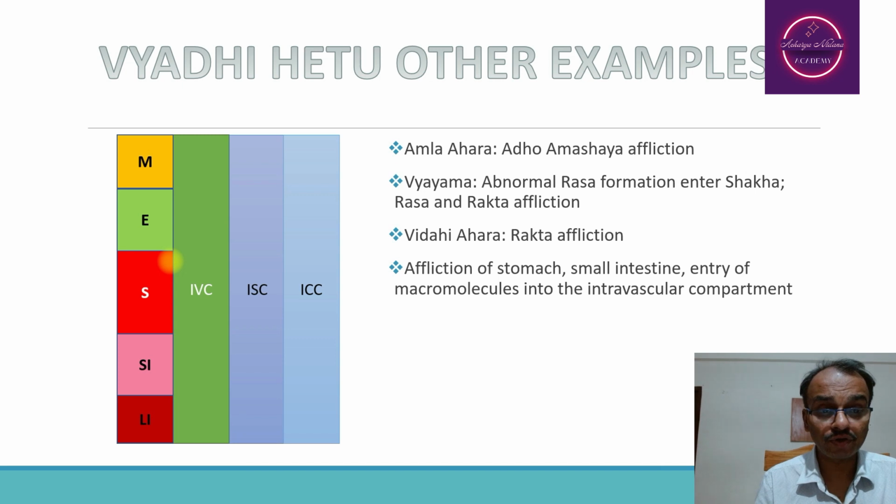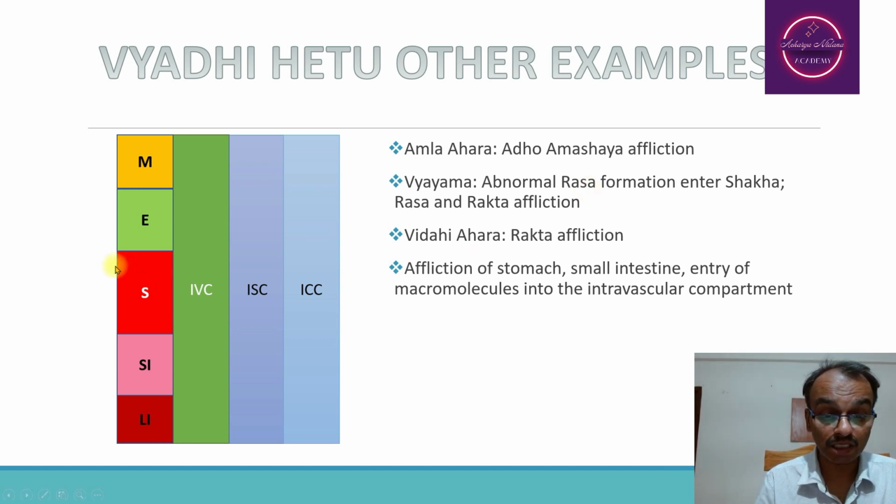Suppose if you look into other examples, if the person is taking more amount of amla rasa ahara, that is actually responsible for the affliction that can be observed in the lower portion of the amashaya. If the person is doing vyayama along with amla rasa ahara, that is actually responsible for abnormal ahara rasa formation. How will abnormal ahara rasa formation be there?